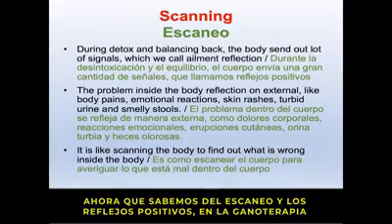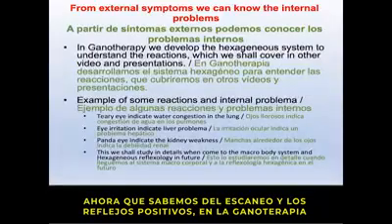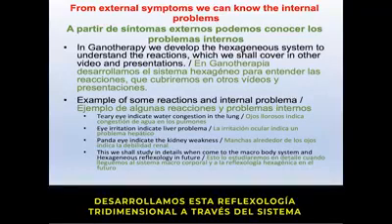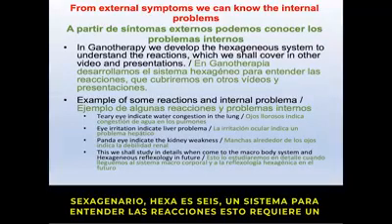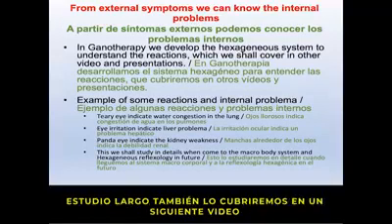Now, some notes on the scanning and also the ailment reflection. In Ganoterapia, we developed this three-dimensional reflexology. We call it hexagenous system. Hexa means 6, to understand the reactions. And this is a long study. We also need to cover it in the next video.